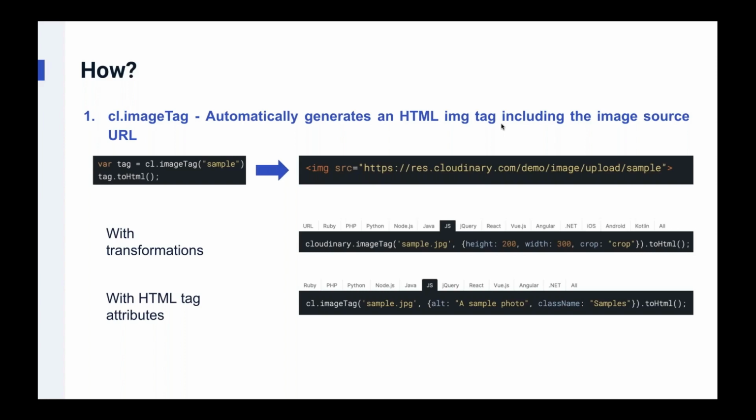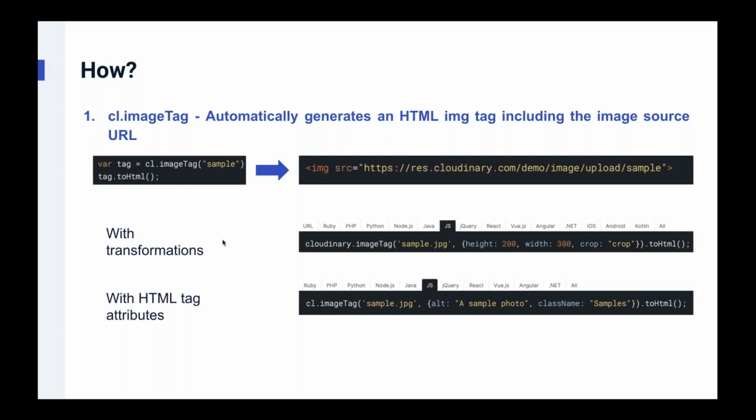So here I'm showing you a few code snippets that can take in a public ID of an image, which you see here on the left. And then using the syntax here, it's going to generate an image tag with the full URL of that image, right? So this by itself will just render the original image.